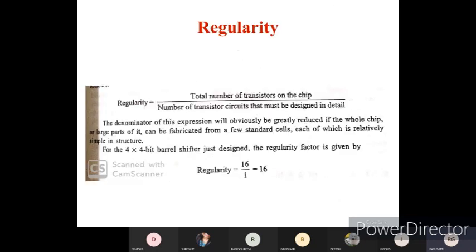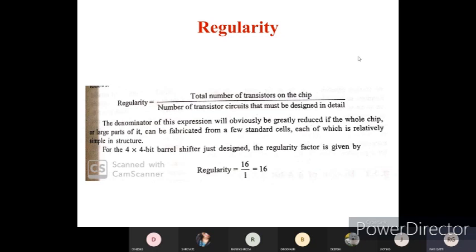The next one is regularity. Okay, what do you mean by regularity? Regularity is nothing but the total number of transistors on the chip. We call it regularity. And this regularity is nothing but the ratio of the total number of transistors on the chip divided by the number of transistor circuits that must be designed in the detailed analysis of the implementation.